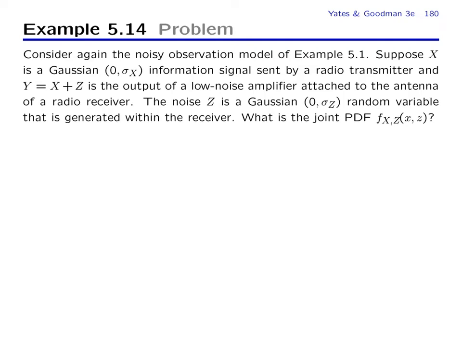So we have an information signal x, and it's Gaussian with zero mean and standard deviation sigma x. This corresponds to an information signal that's transmitted by a base station radio. Your cell phone has a radio, and it recovers y, which is equal to x plus z. x is the signal, and z is a noise. This noise is Gaussian with zero mean and standard deviation sigma z, right?